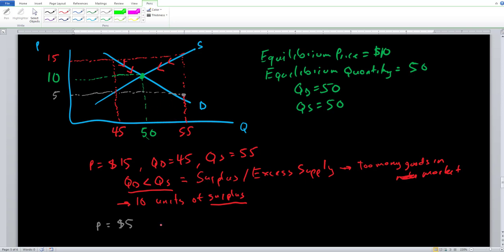So the price of $5, what happens now? We notice that QD is now larger than QS. So at a price of $5, QD is equal to 55.